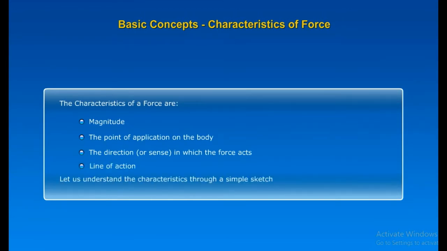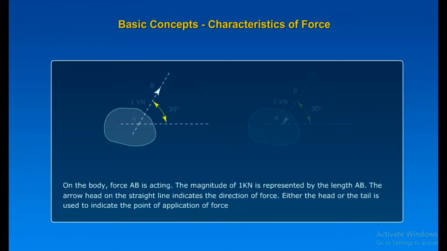Let us understand the characteristics through a simple sketch. On the body, force AB is acting. The magnitude of 1 kilonewton is represented by the length AB. The arrowhead on the straight line indicates the direction of force. Either the head or the tail is used to indicate the point of application of force.